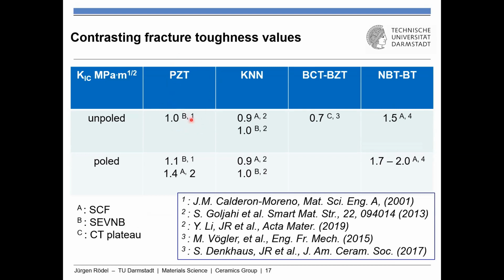PZT has a fracture toughness of unpoled or poled, maybe 1.0, 1.1. KNN, similar. BCT, BCZT less. NBT-BT, 50 to 80% more. So this is actually an example that a lead-free material is much better than a lead-containing material. So for mechanical loading, I would advise to take this material, and these are the references.